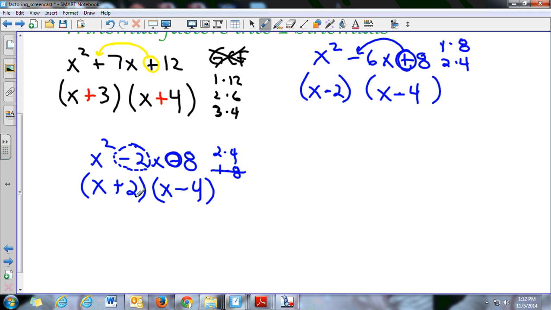How can you check your work? FOIL it back out and see if you get the original problem of x squared minus 2x minus 8.